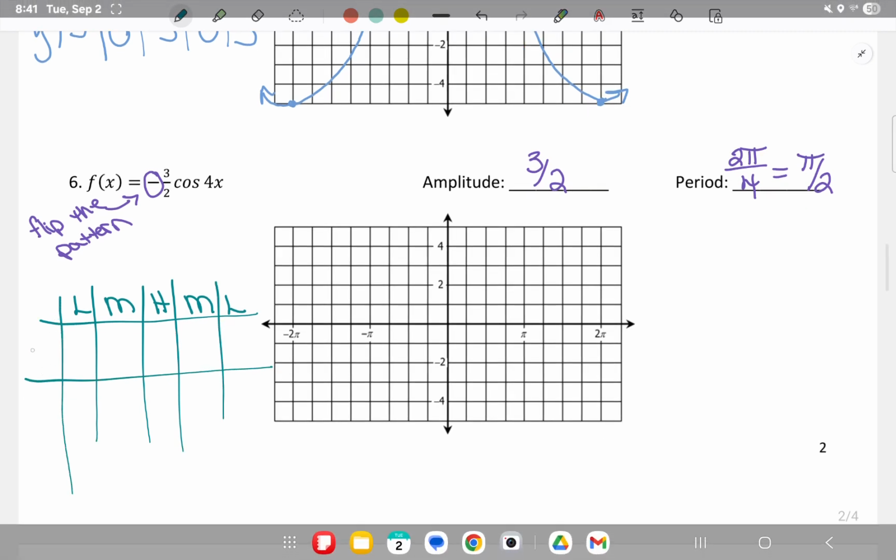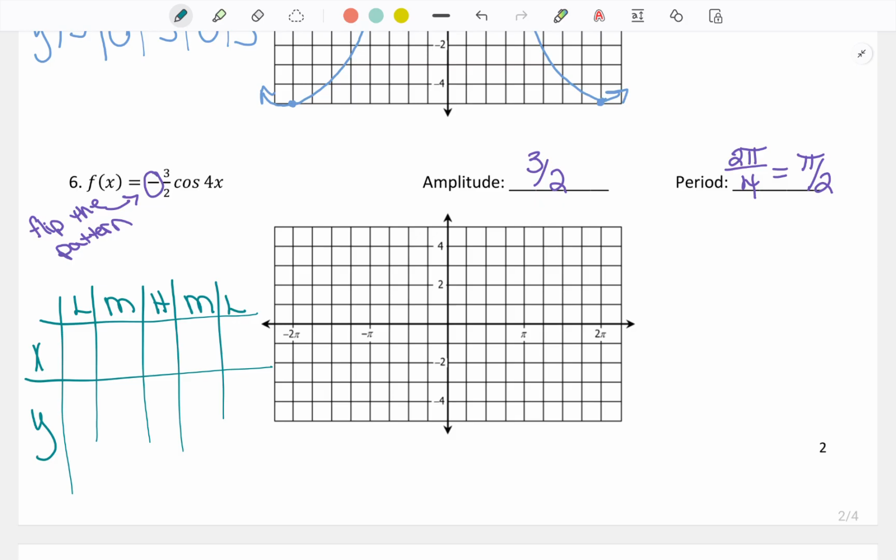And we have x and y. And so we start at 0. We are going to end at pi over 2. So halfway in the middle of that is pi over 4. And so at these places, we'll be at our low, so we'll be at -3/2. Our high will be a +3/2. And then our low will be a -3/2 again.